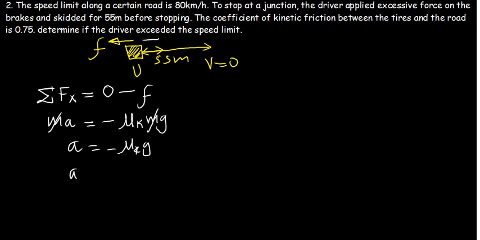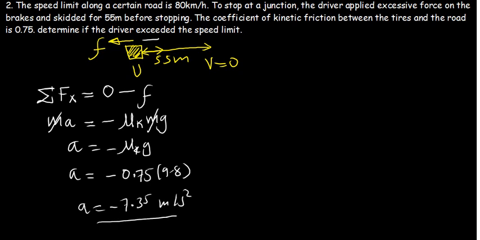So the acceleration is going to be negative mu k. The coefficient of friction is given as 0.75, g is 9.8, and this will give us negative 7.35 meters per second squared. Now we can see the value is negative. That is because the vehicle was going to a stop, so there was a deceleration.